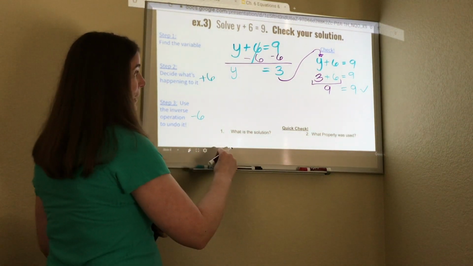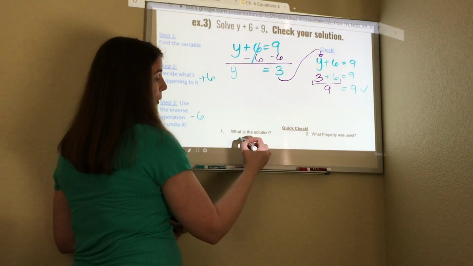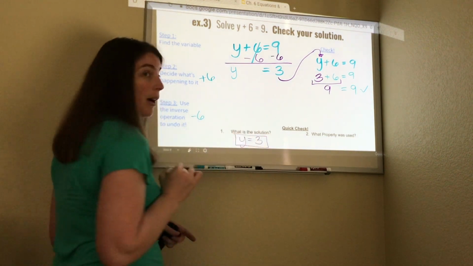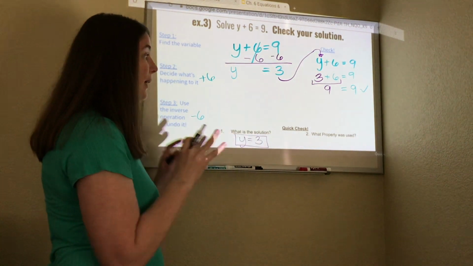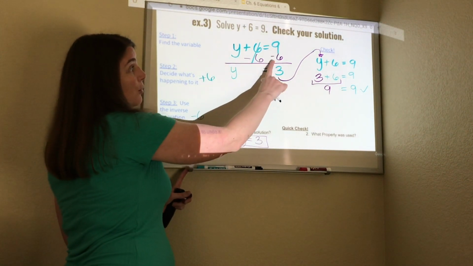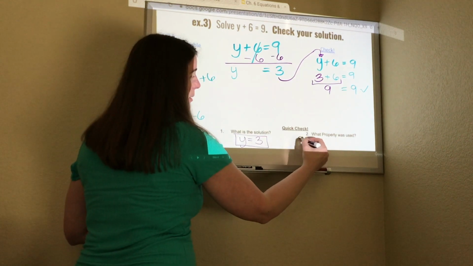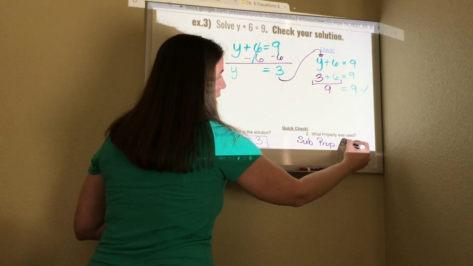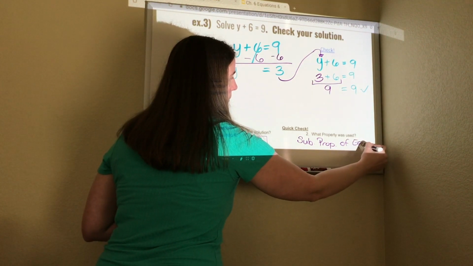So then what is my solution? The y equals 3 is my solution. I always like to box my solution so I can find it on my paper. And then what property did we use? We subtracted. Okay, so we did the subtraction property of equality.